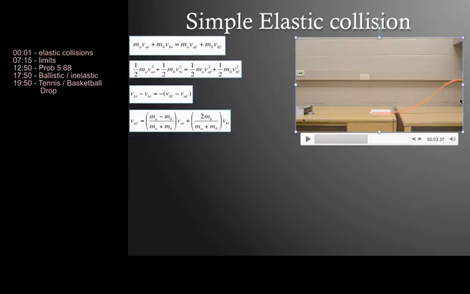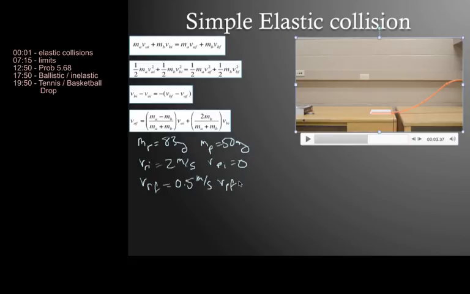So in this problem we looked at our two masses. M red we said was the 83 grams, M purple is our 50 grams, and we found our initial velocity for the red car, that was that 2 meters per second. V purple initial is our 0, V red final is 0.5 meters per second, and V purple final is 2.5 meters per second.